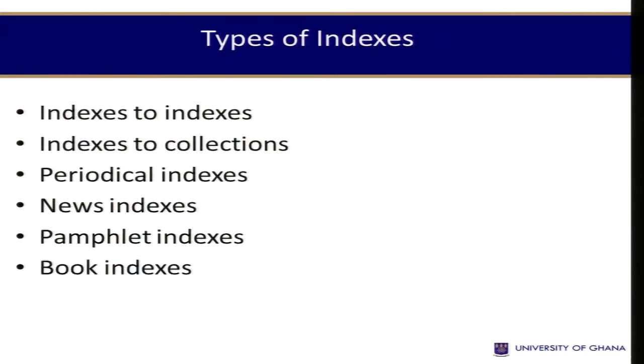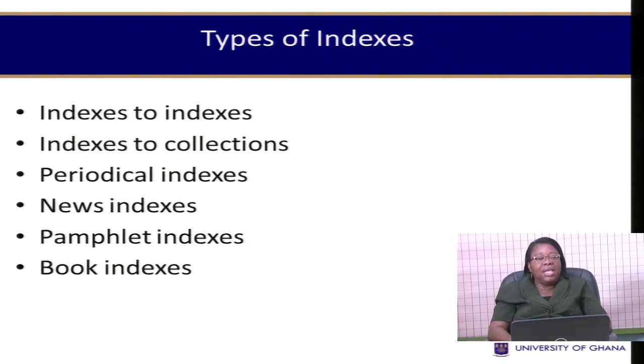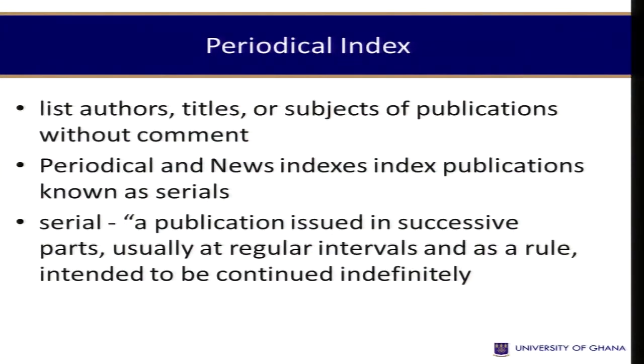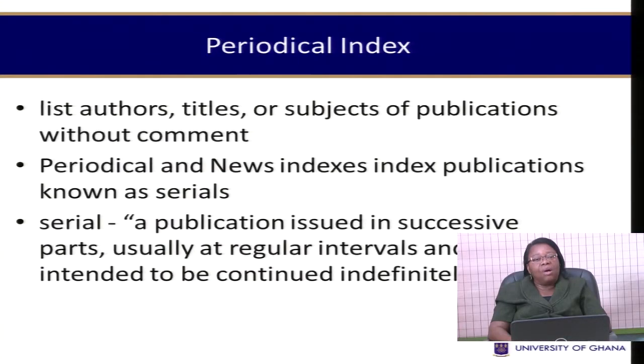The different types of indexes which I mentioned earlier include indexes to collections, periodical indexes, newspaper indexes, pamphlet indexes, book indexes. There are several of them. Our focus is going to be on periodical index. So what is a periodical index? A periodical index lists authors, titles, or subjects of publications without any comment, without any annotation.